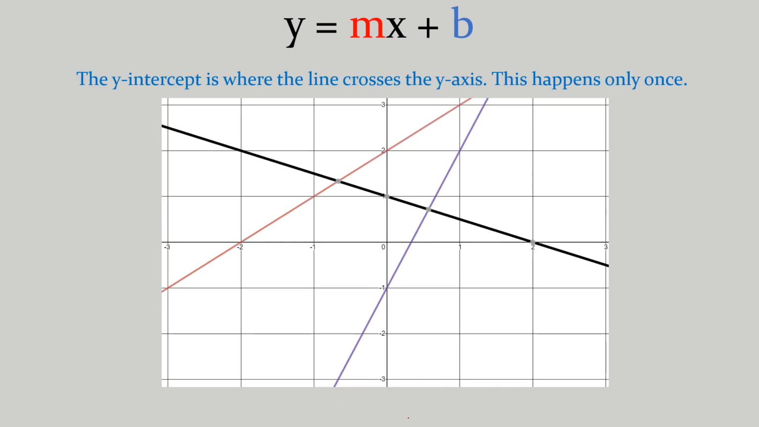So everything we just talked about was m, the slope. Now going back to y equals mx plus b, b represents the y-intercept. Where do we cross the y-axis? Or in other words, if x is equal to 0, what is y going to be equal to?